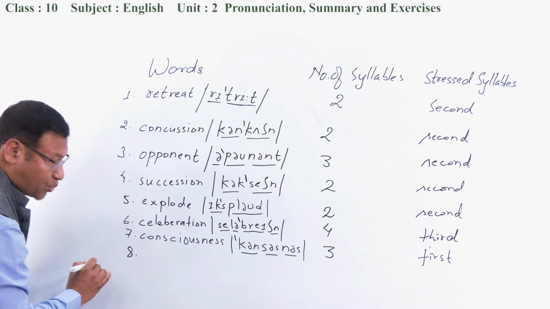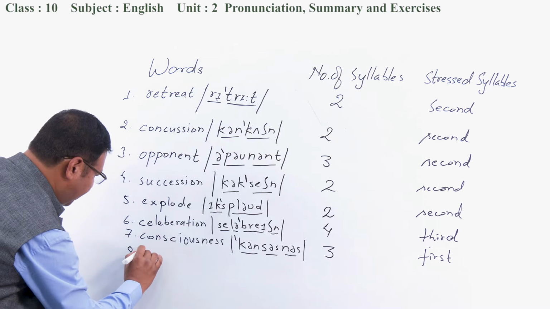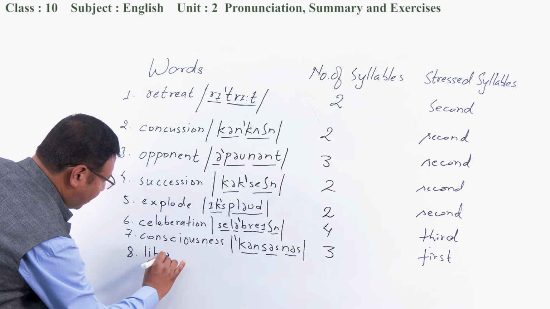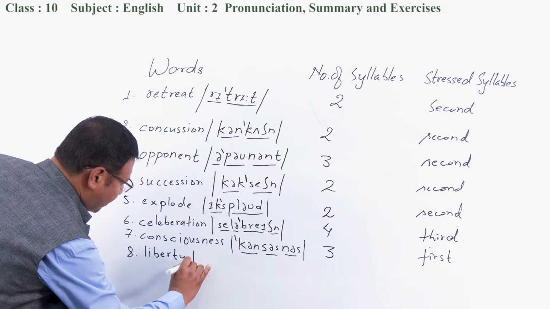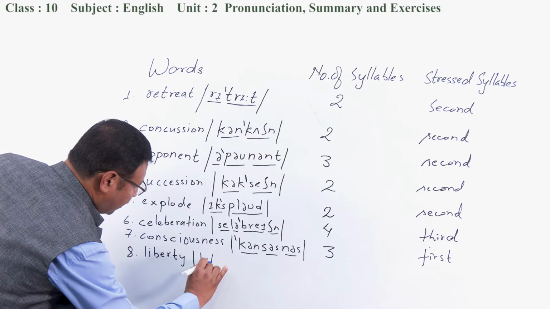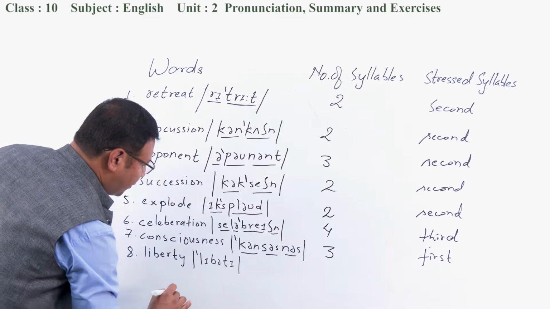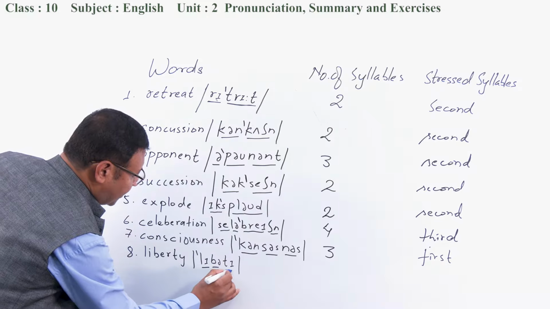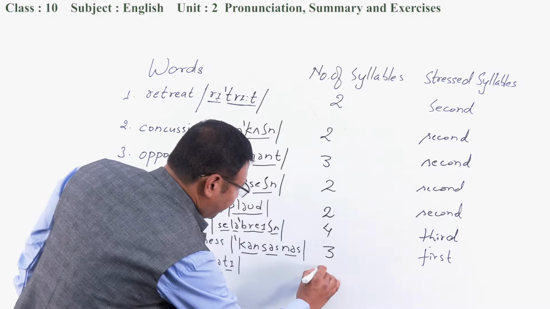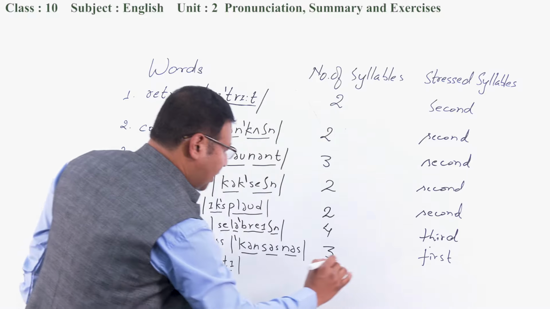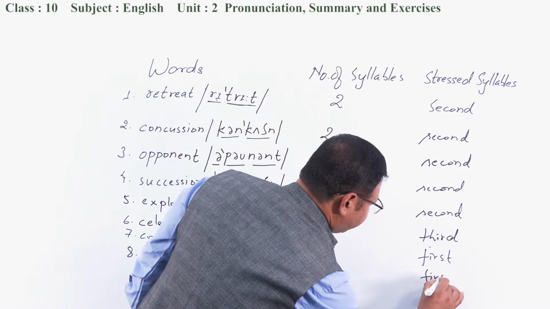Then the last one is liberty. This is liberty. So stress in the first, liberty. So we have three syllables, and the stress lies on the first.